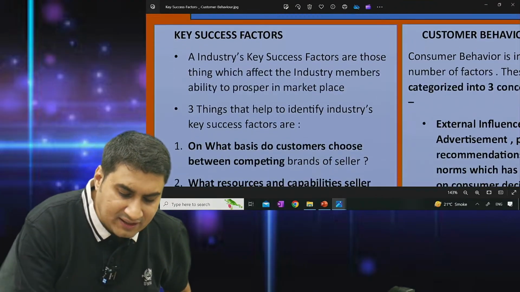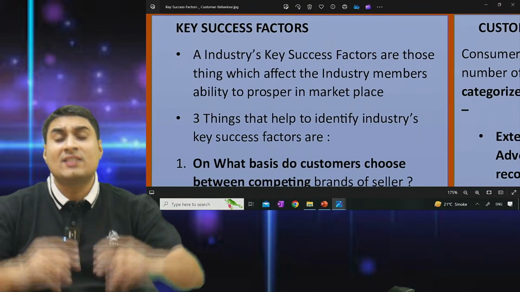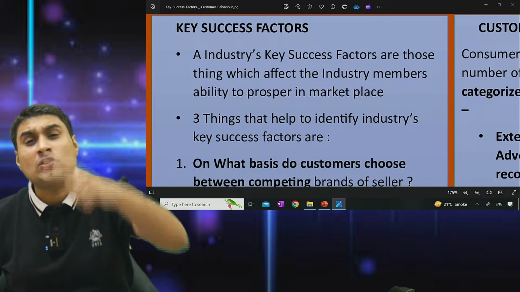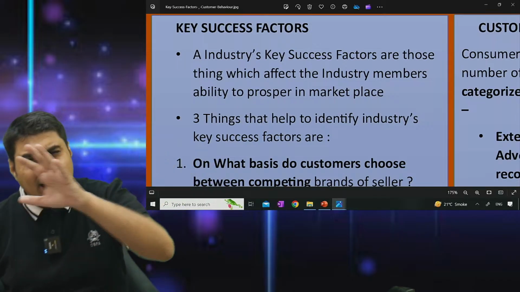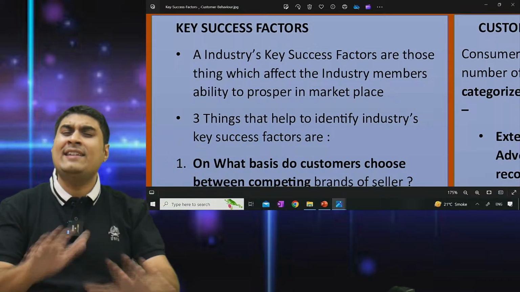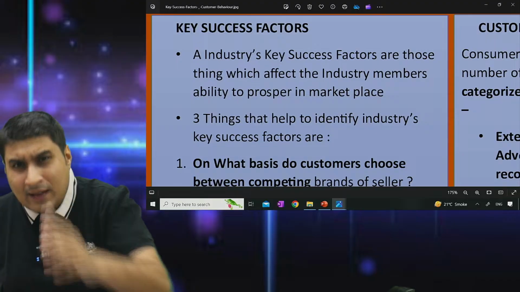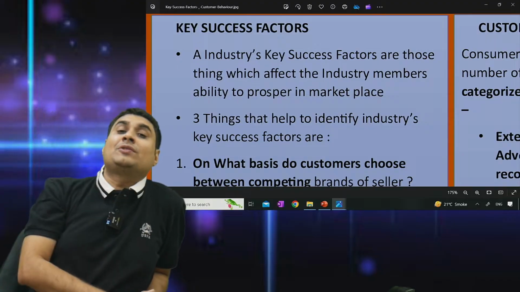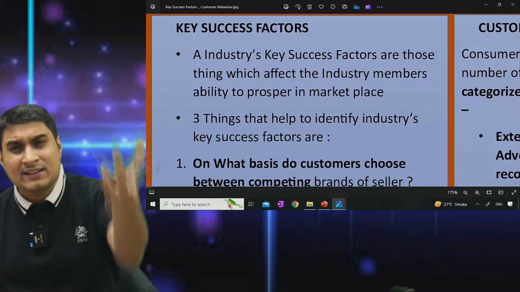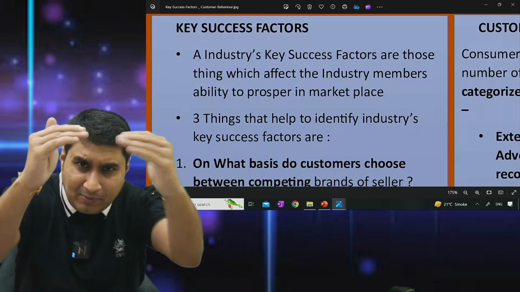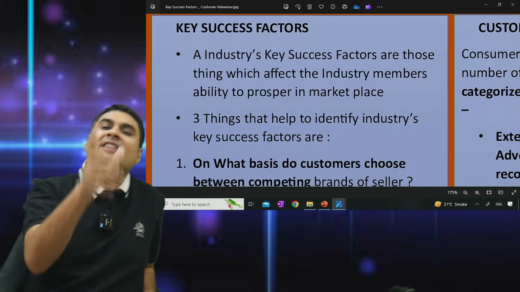Key success factor. What do you mean by key success factors? Those factors which will define success or failure of a firm. There are certain 3 or 4 factors in any industry. If you sort them out, your business is going to be successful. Key success factors are those factors which will bring success or failure. If I bring them correctly, it will be success. Otherwise, it will be failure.